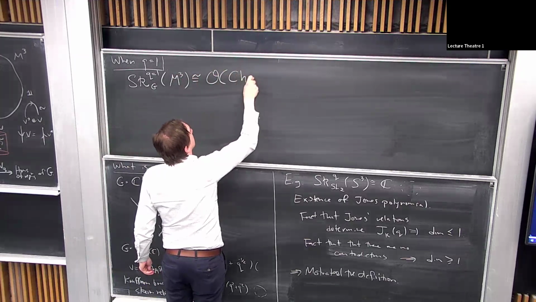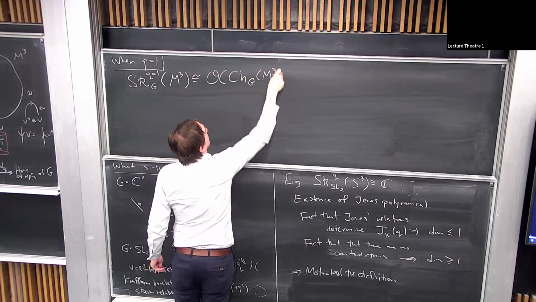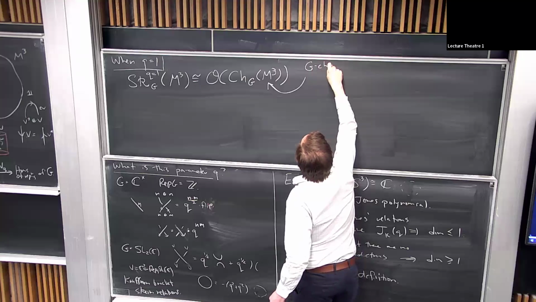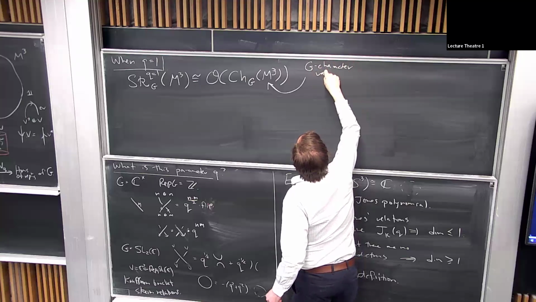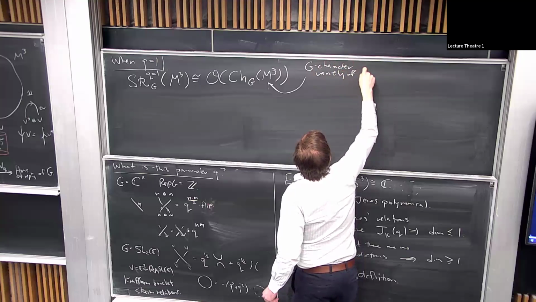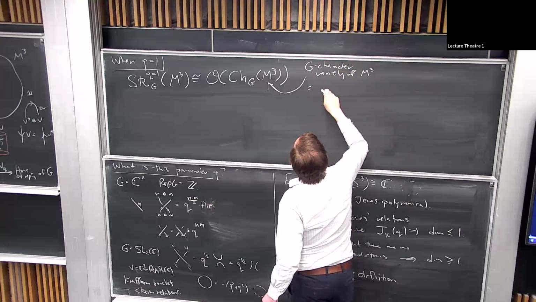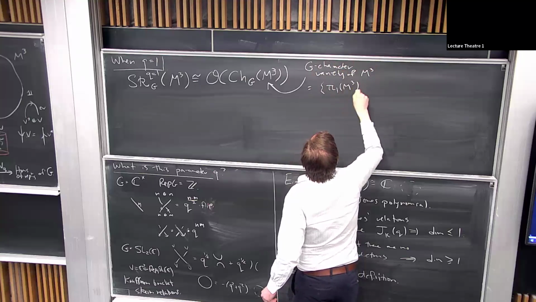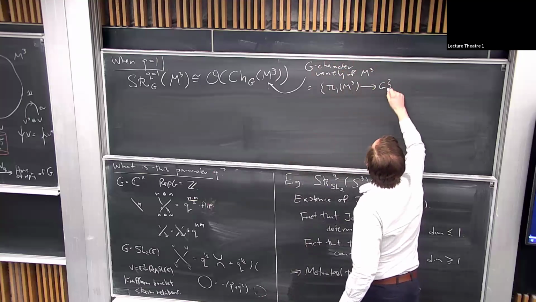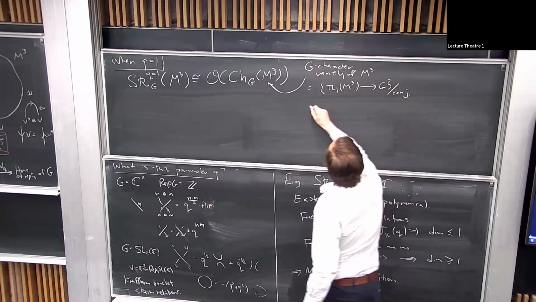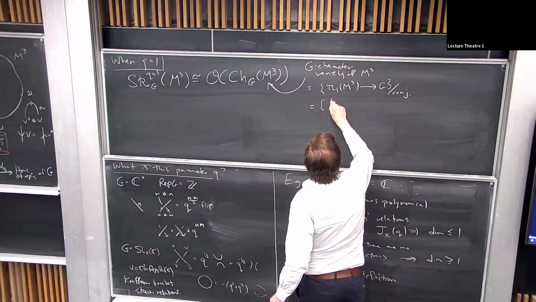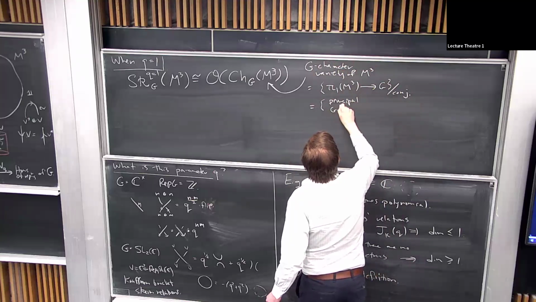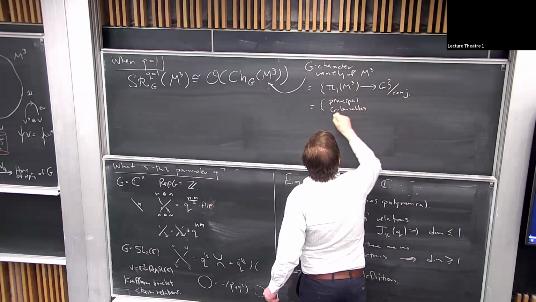I'm going to denote it slightly differently just so I don't confuse myself. So this is the G character variety. Which is to say that this is the moduli space of homomorphisms from pi1 of M to G modulo conjugation, and that's the same as principal G bundles with flat connection.